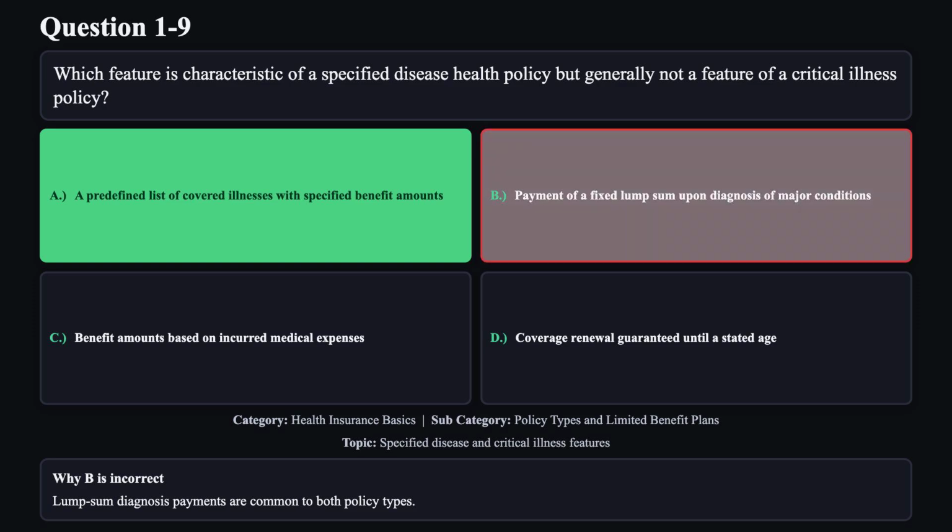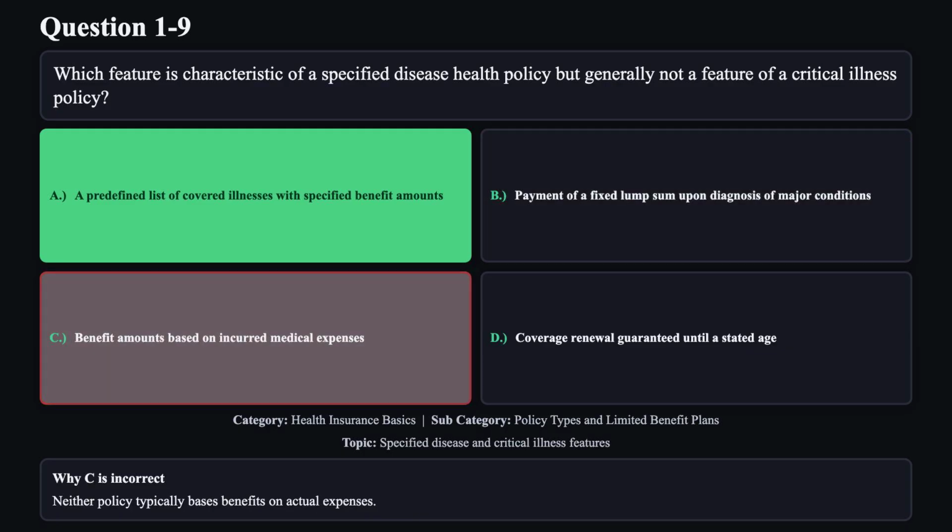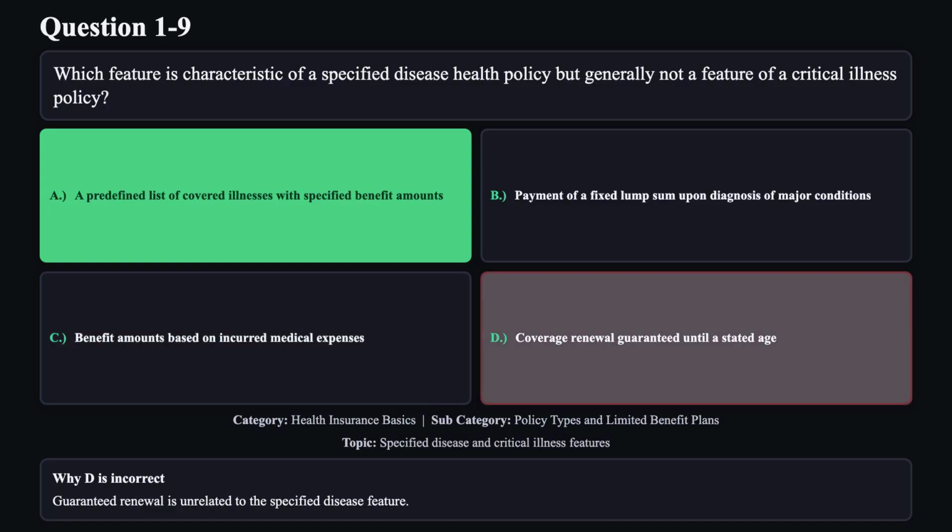Reason B is not correct. Lump sum diagnosis payments are common to both policy types. Reason C is not correct. Neither policy typically bases benefits on actual expenses. Reason D is not correct. Guaranteed renewal is unrelated to the specified disease feature.